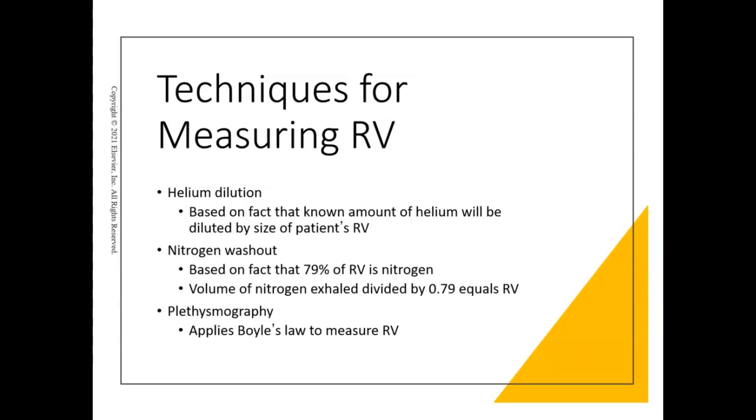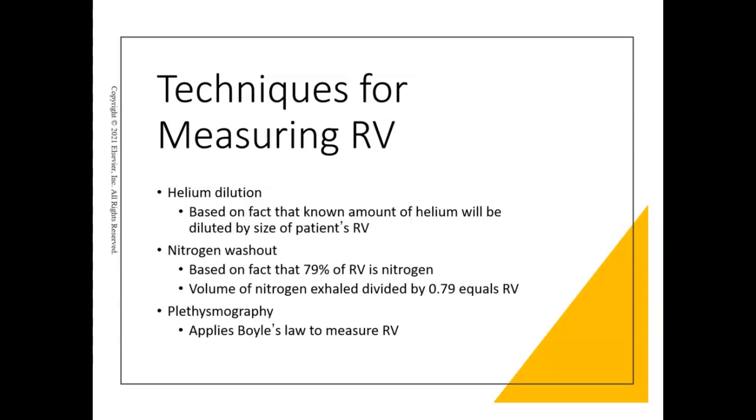If your RV is increased, that means there's more air that's trapped in the lungs. That can cause your FRC to be increased above what's predicted, and also your TLC to be increased above what's predicted. So if you have a patient with obstructive lung disease, I would expect to see an increased RV. It could be normal, or you could have the increased RV, increased FRC, and increased TLC. If it's a restrictive disease, you're going to see a decreased TLC is what you're looking for.